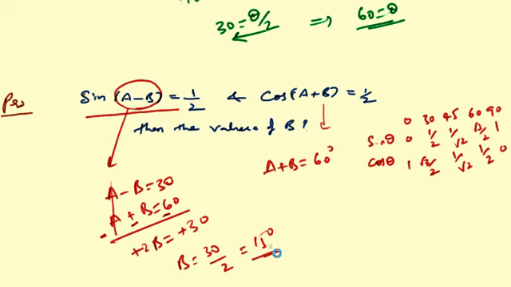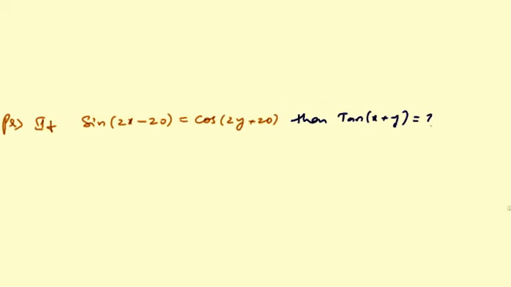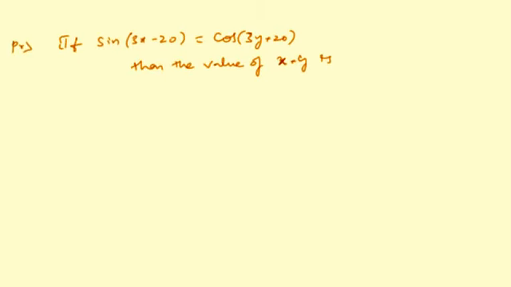Then go to the next problem. So what is asked in the next problem? It is given like sin 3x minus 20 is equal to cos 3y plus 20, then the value of x plus y. Friends, see here, sin 3x minus 20 is equal to cos 3y plus 20. So it is clearly given that it is 3x, it is 3y. The values are multiples of 3 and here it is x, here it is y.